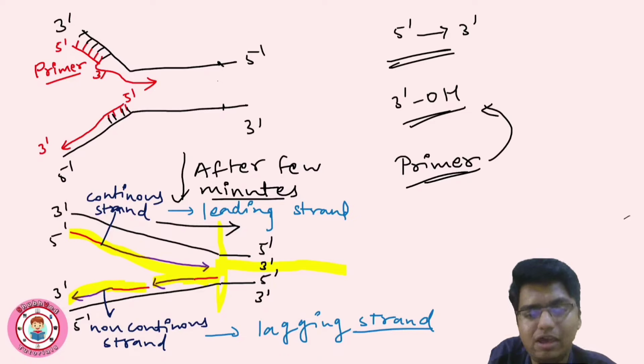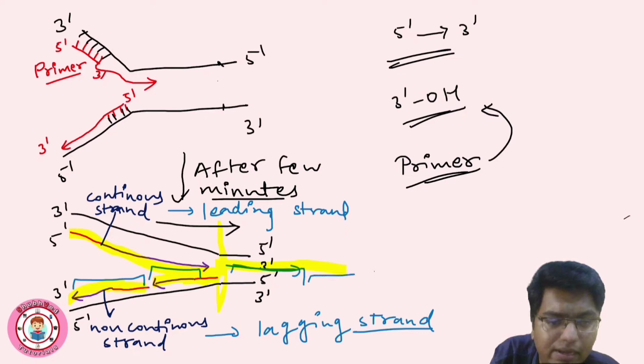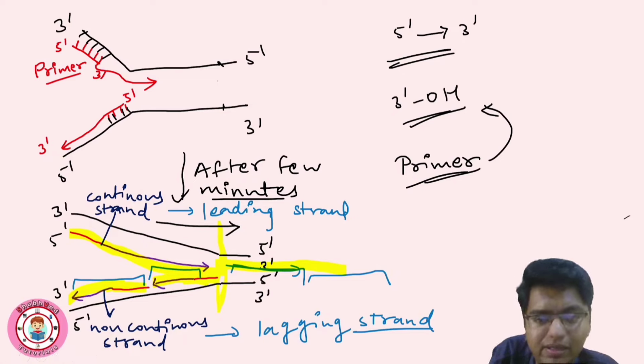The lagging strand has short fragments. This is the first fragment, this is the second fragment. As the replication fork opens, another short fragment will be formed. These are joined afterwards, after replication completion. Primer removal takes place. The primer is removed afterwards, because the primer is just used for the 3' OH. So these fragments of the lagging strand are known as Okazaki fragments.